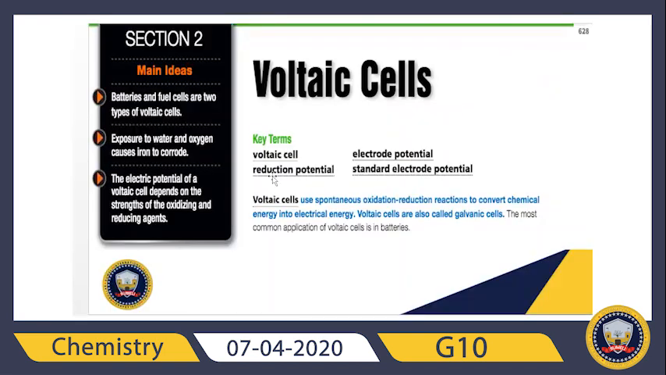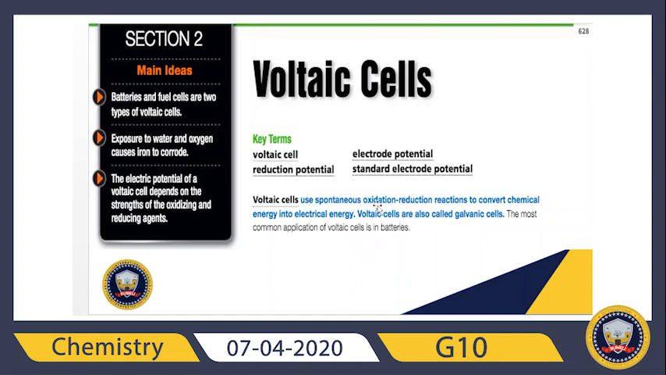Now, section 2, voltaic cells. The key terms are: voltaic cell, reduction potential, electrode potential, standard electrode potential. Voltaic cells use spontaneous oxidation-reduction reactions to convert chemical energy into electrical energy. Voltaic cells are also called galvanic cells. The most common application of voltaic cells is in batteries.